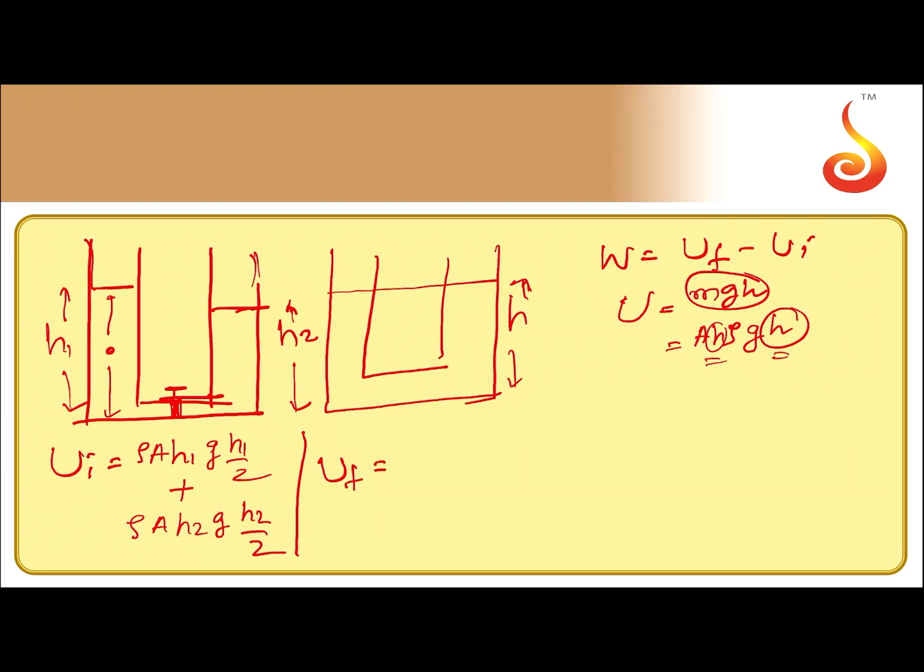Likewise, the final potential energy is, there are two columns, each containing liquid to a height h, therefore 2 times rho A h into g into h by 2, because now it is at a height of h by 2. How to find that h, which is h1 plus h2 divided by 2 clearly. Simply volume conservation. So h should be equal to h1 plus h2 divided by 2.